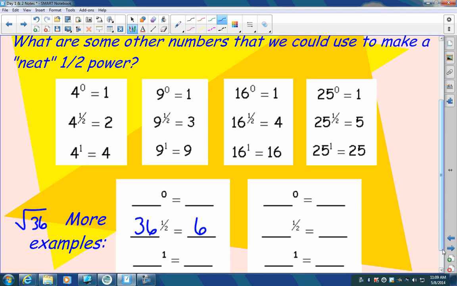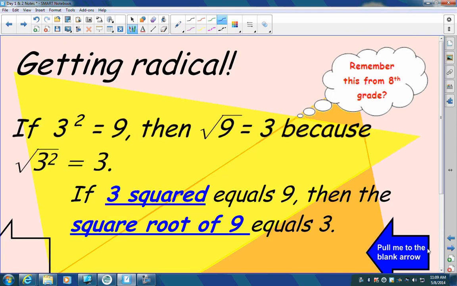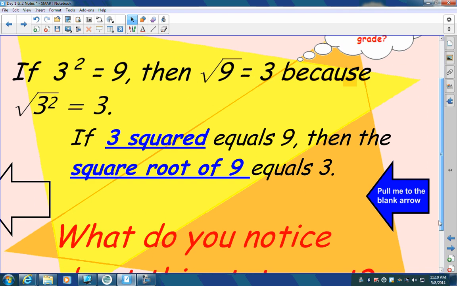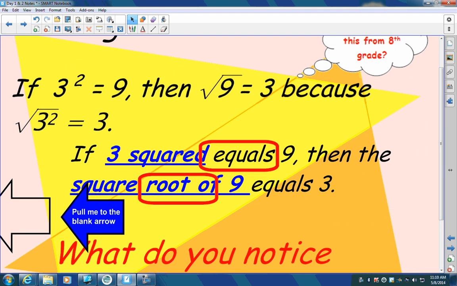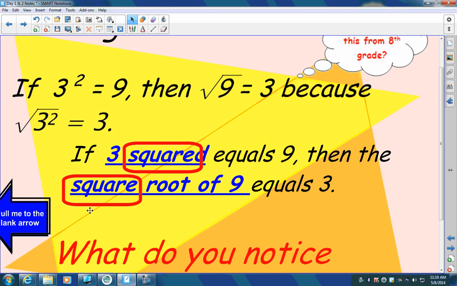Let me move on from this slide and go to the next thing. I want you to look, and you need to remember from 8th grade: if 3 squared is 9, then the square root of 9 is 3, because the square root of 3 squared is 3. Okay, so what it's saying in all that, look, 3 squared equals 9. The square root of 9 is 3.